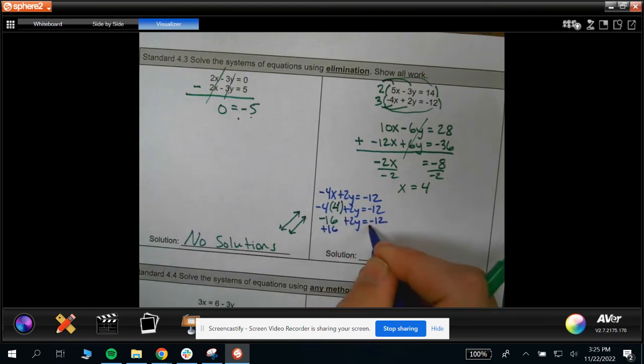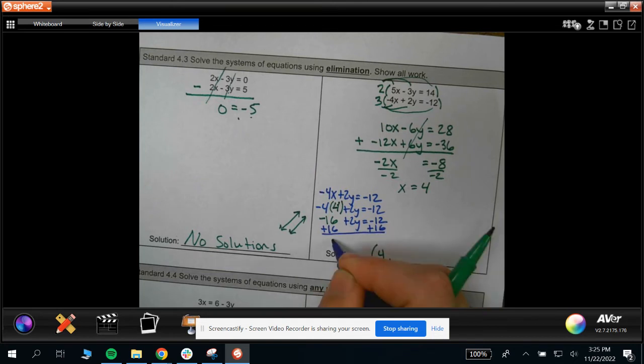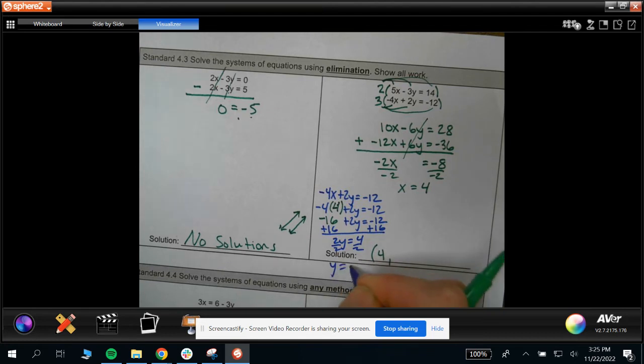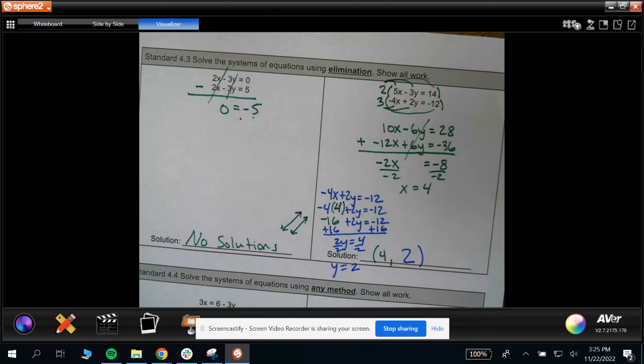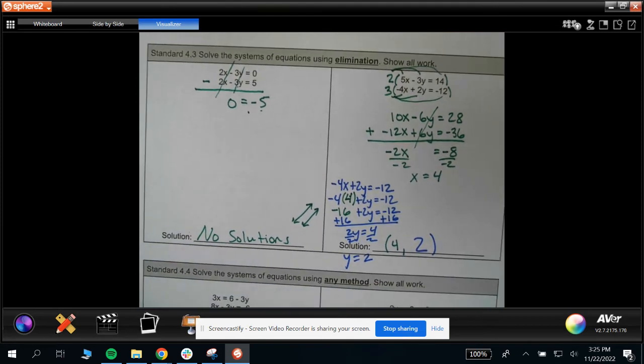Add 16 to both sides. 2y equals 4. Divide by 2. y equals 2. Sorry about that, it got a little tight there. But our solution is (4, 2). That is elimination.